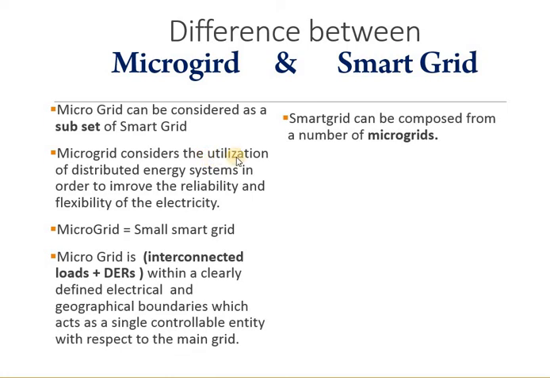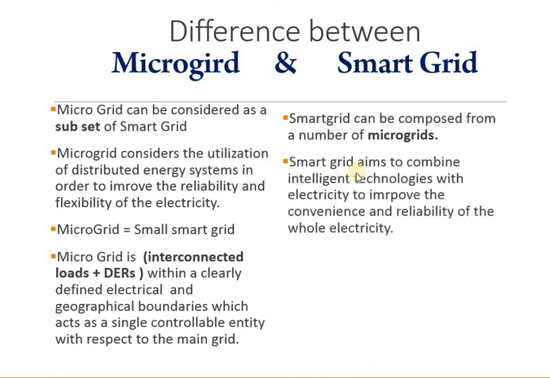Microgrid considers the utilization of distributed energy systems in order to improve the reliability and flexibility of the electricity, such as photovoltaics, wind power, geothermal, biomass, etc. Whereas smart grid aims to combine intelligent technologies with the electricity to improve the conveyance and reliability of the whole electricity. So not only is there distributed generation in smart grid, but also there are intelligent technologies with the electricity.